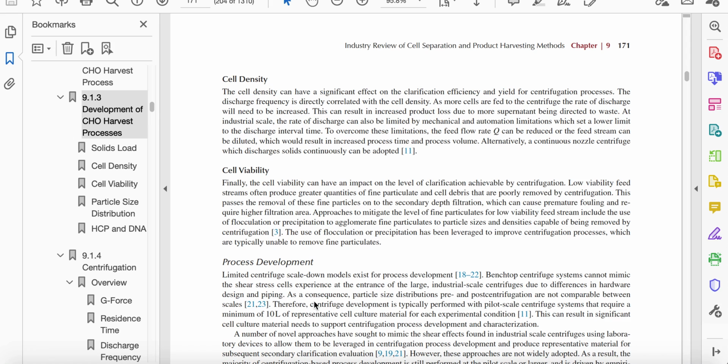At industrial scale, the rate of discharge can also be limited by mechanical and automation limitations, which set a lower limit to the discharge interval. To overcome these limitations, the feed flow rate Q can be reduced or the feed stream can be diluted, which results in increased process time and process volume. Alternatively, a continuous nozzle centrifuge, which discharges solids continuously, can be adopted.